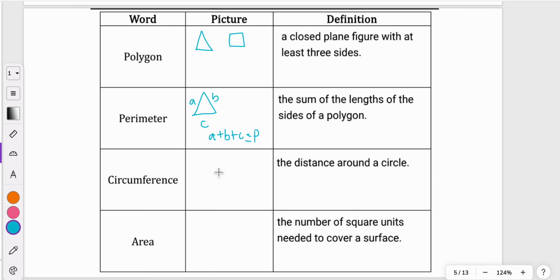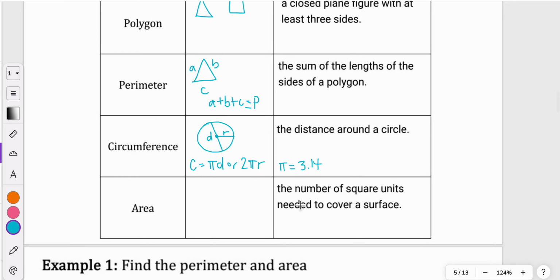Circumference is the distance around a circle, and we use a formula called the circumference formula. I'm going to draw a circle first and label a few things. So this length right here from the center to the edge is the radius, and the line that goes through the entire center of the circle is the diameter. So we can find circumference by either doing pi times diameter or 2 times pi times radius, where pi is equal to 3.14.